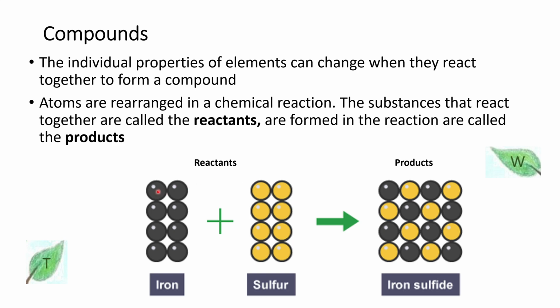On this side, only the black circles, which are iron, are attached to other iron atoms, and the sulfur circles, which are yellow, are only attached to other sulfur circles. On the right hand side where the products are, you can see the atoms have rearranged themselves. Now an iron atom is attached to a sulfur atom, which is attached to an iron atom. So that rearrangement shows you that a reaction has taken place.